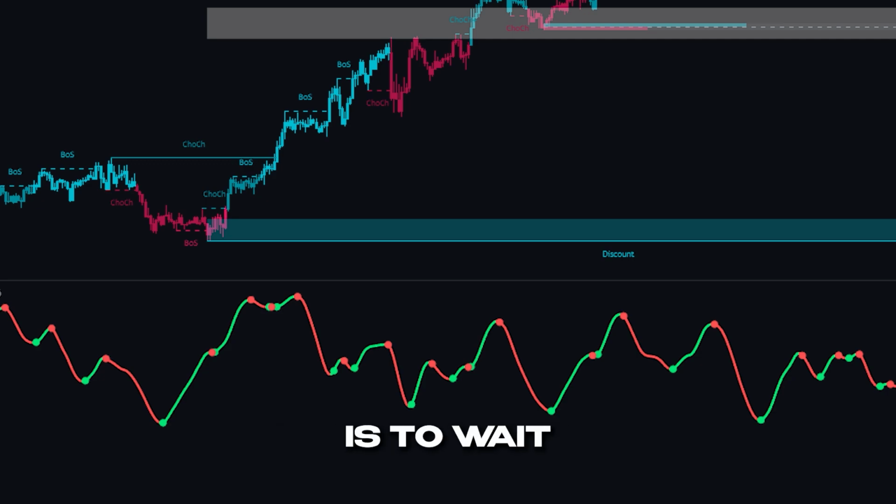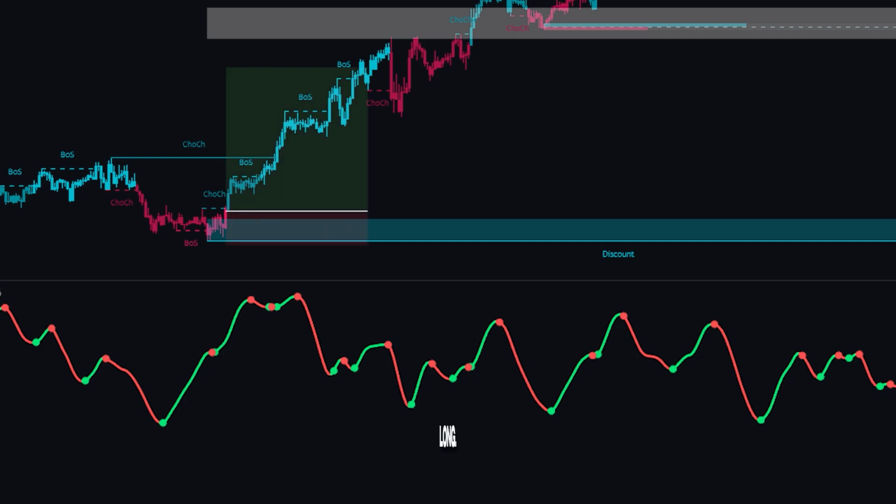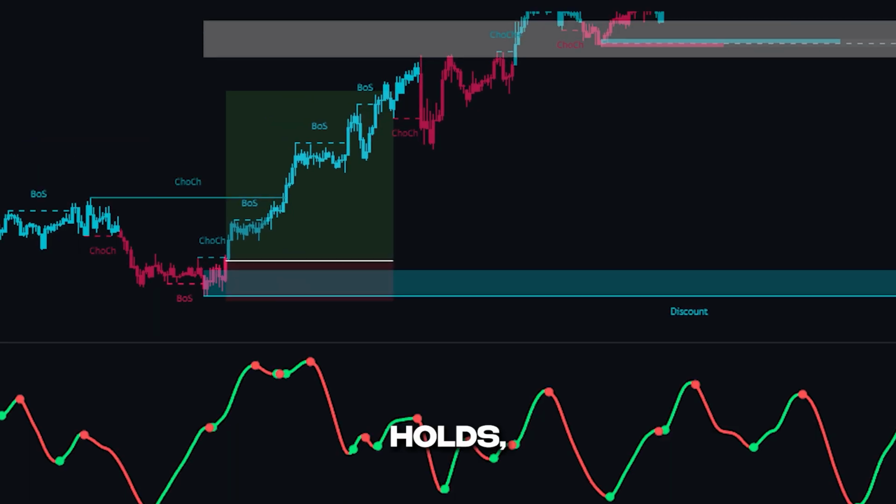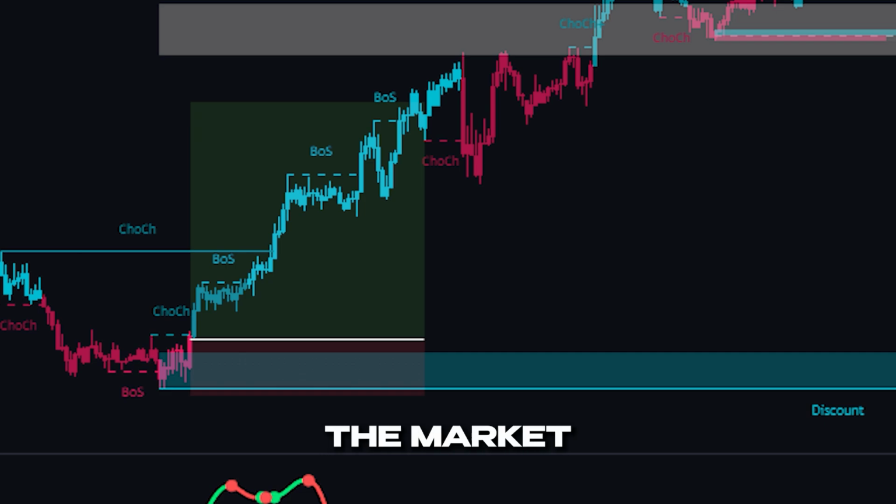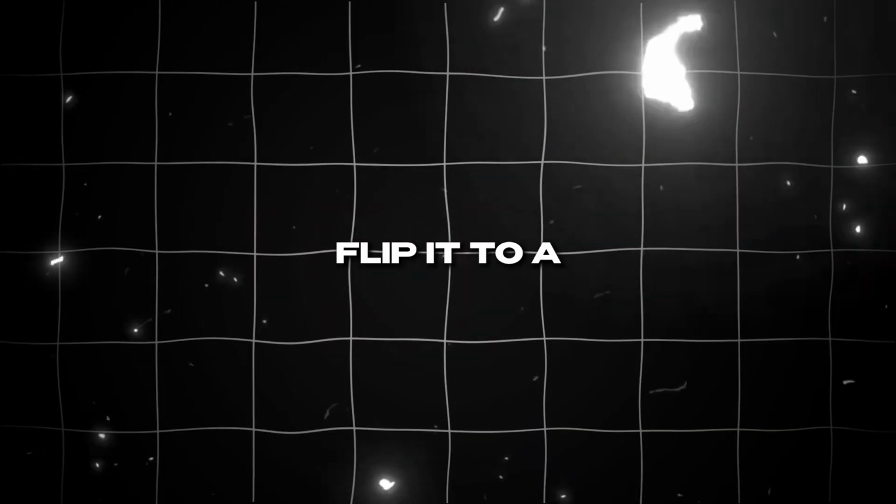The last thing is to wait for a market structure confirmation. Once a bullish change of character or break of structure forms, you enter long. Set your stop just under the last key low and target the recent high. Price respects the level, holds, and buyers step in. The market rallies, and you're riding a clean, confident trade. Now let's flip it to a short trade.